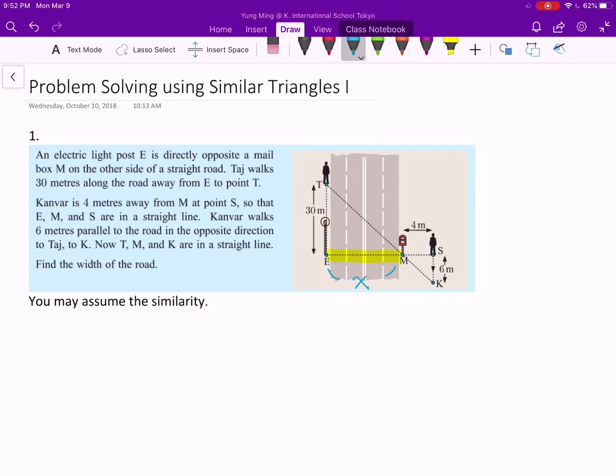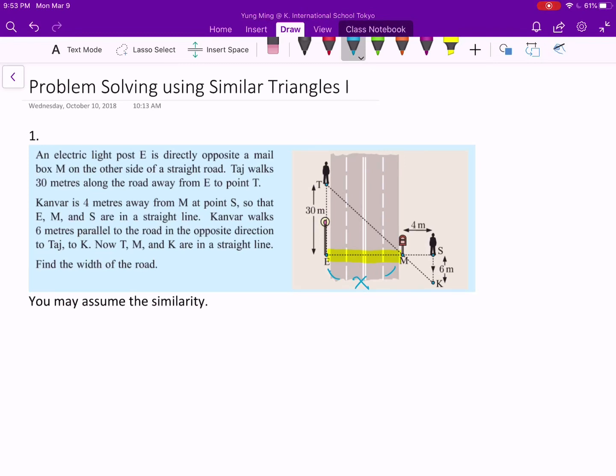Now here's the thing guys, on the test I will try to be as clear as possible whether or not you need to prove the similarity. In this case, at the end of the question we see, you may assume the similarity. Therefore, we are not going to prove the similarity, we can just assume the ratios being exactly the same.